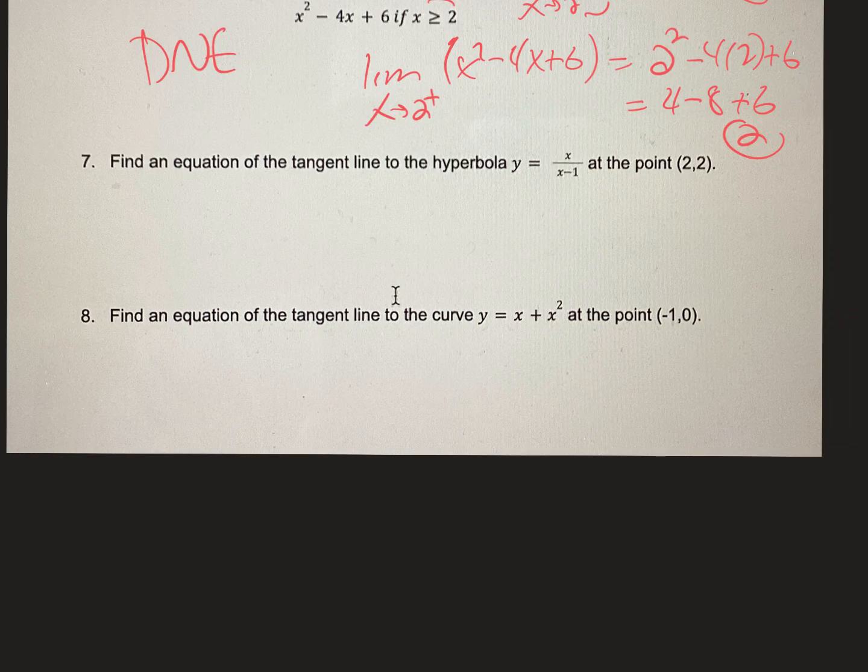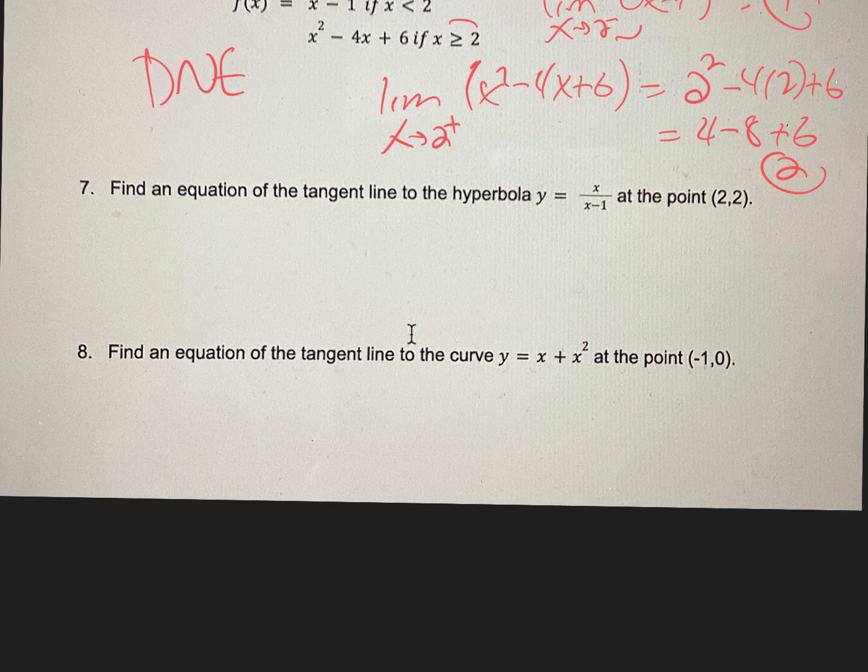All right, number 7 says find an equation of the tangent line to the hyperbola y equals x over x minus 1 at the point 2, 2. So I'm going to find the slope of the tangent line first. So I'm going to follow this formula. The limit as h approaches 0 of f of a plus h minus f of a over h. And remember, the a here is our x coordinate.